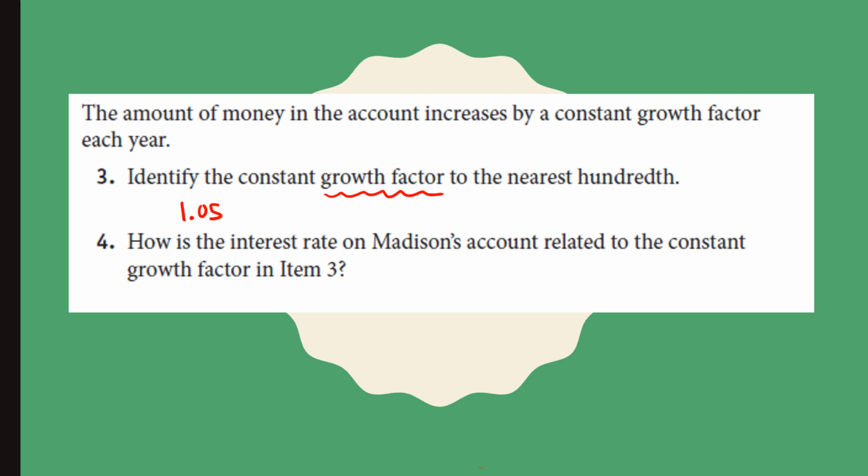How is the interest rate on Madison's account related to the constant growth factor in item 3? Well, the 5% is added to 1, which represents the 1 whole amount.